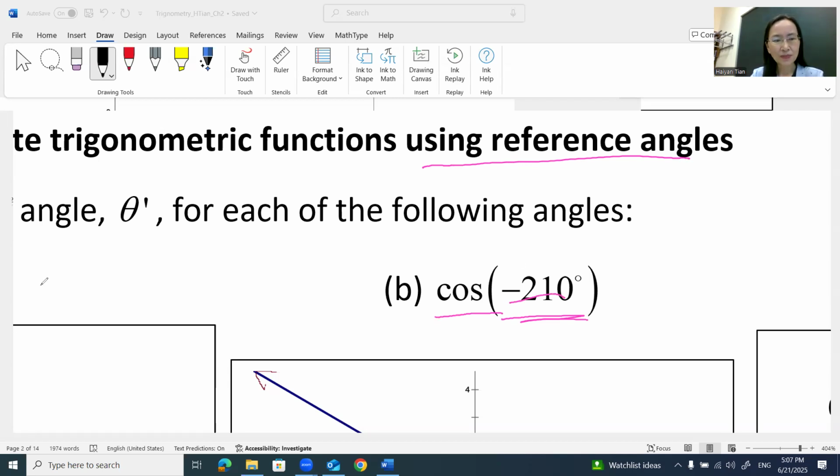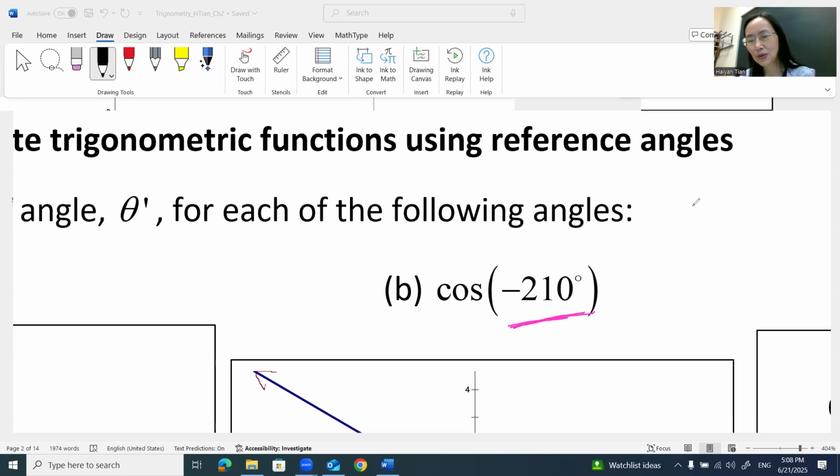So first of all, we want to find its reference angle. But in order to find its reference angle, we want to decide the location of this angle. Is this in the second, third, or fourth quadrant, or is it a quadrantal angle? So let's try to decide. It's not a very friendly range.